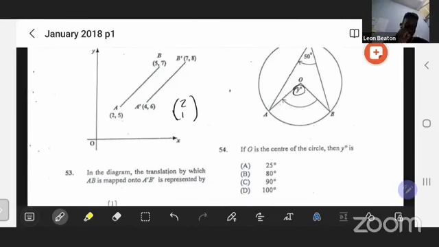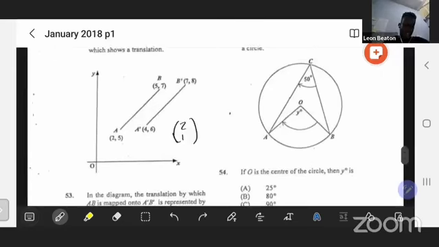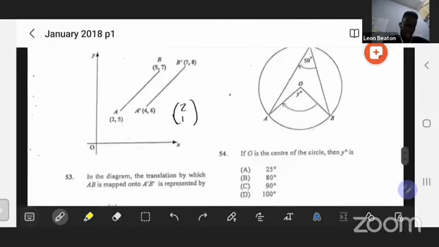And we know the angle at the center is twice the angle at the circumference in the same arc. So the angle at the circumference is 50. That means YO will be 50 times 2, which is 100. 100.